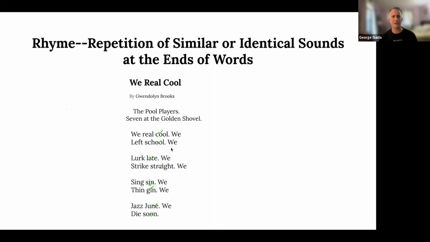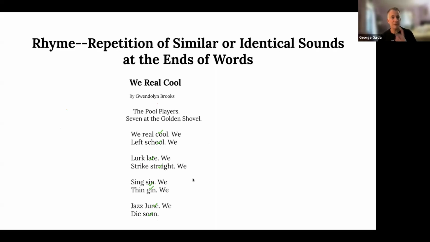And you might wonder, well, why is she doing that? Well, there's a good reason. This poem is about these pool players who are we, and they are we throughout the whole poem, right? Until the end, when they die soon and they're not there anymore. She wants you to pay attention to them being there and then not being there. At the same time, she wants you to pay attention to the fact that they are kind of cool and hip, and they use rhyme because that's how cool, hip people talk, right? Cool, school, late, straight, sin, gin, June, soon.